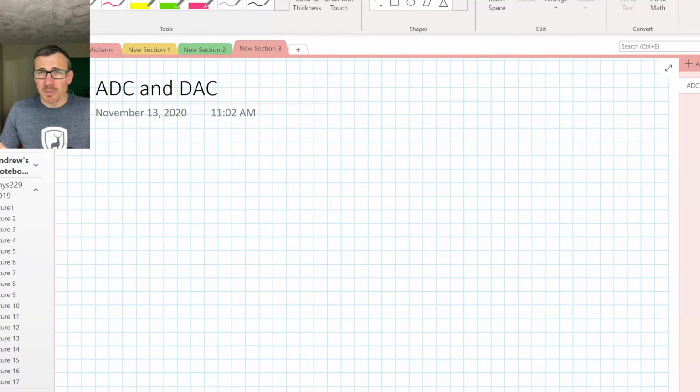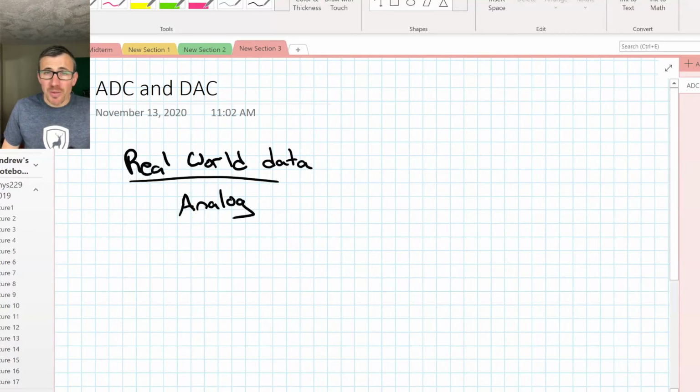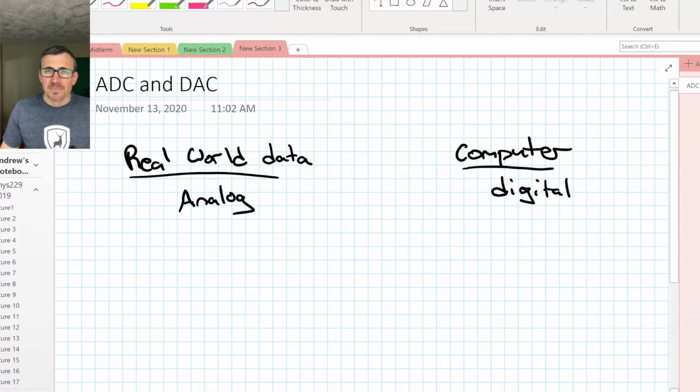And often in experimental physics, what we want to do is take sensor data from the real world, which is almost always analog, and store that on a computer for analysis. And when we do that, we have two different types of data. We have analog data that needs to get converted into digital data. So we use a device which is almost self-explanatory in what it does, the analog to digital converter.